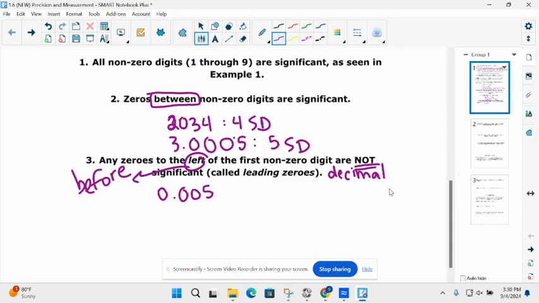These are called leading zeros. They just tell you what place value your first significant digit is at. So this would only have one significant digit, only the 5. These zeros don't count. And then 0.036 is another example where the zeros before the 3 do not count, but the 3 and the 6 do. So this would have 2 significant digits.